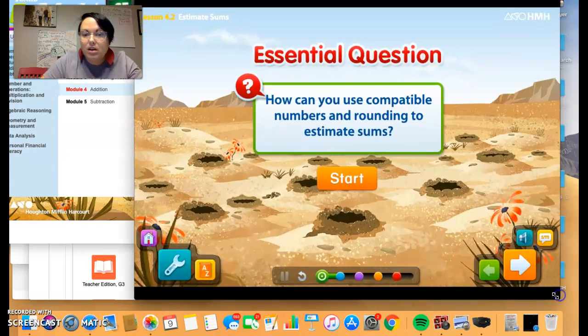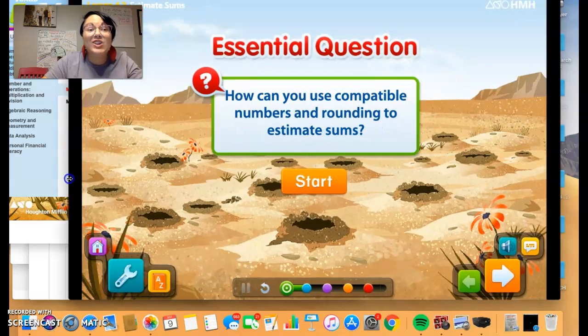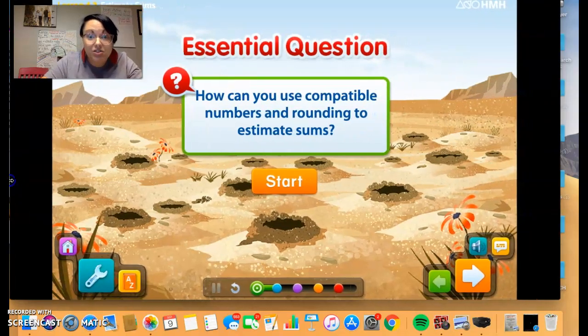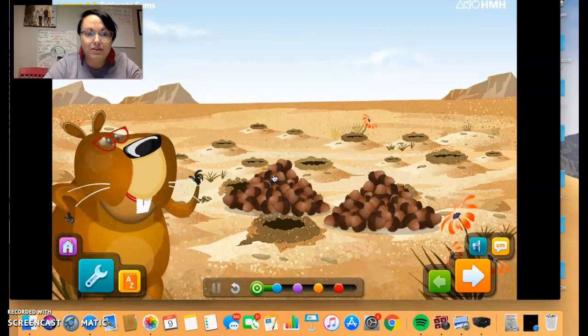So, today's math lesson is about estimating sums by using compatible numbers and rounding, which sounds like a lot, but I want to tell you you've got this. So, we're going to go through this together, okay? There's the beaver.